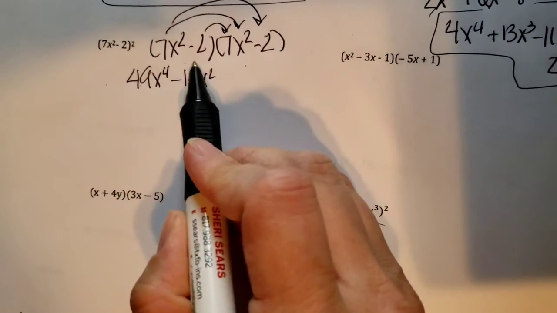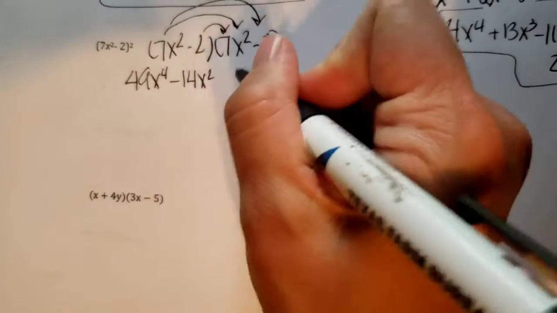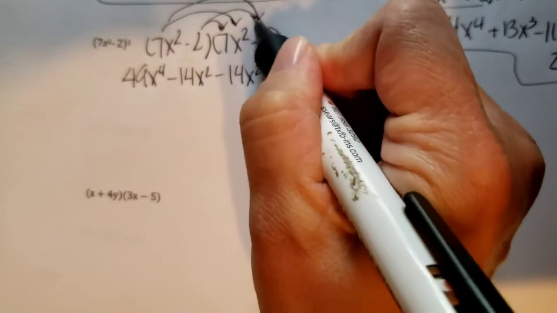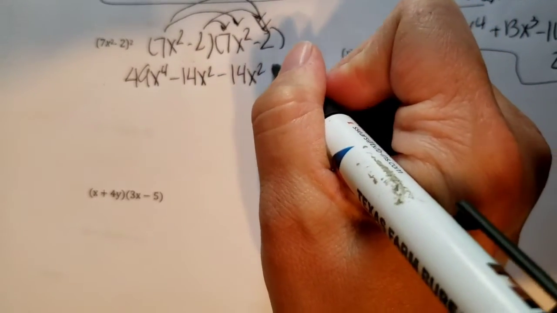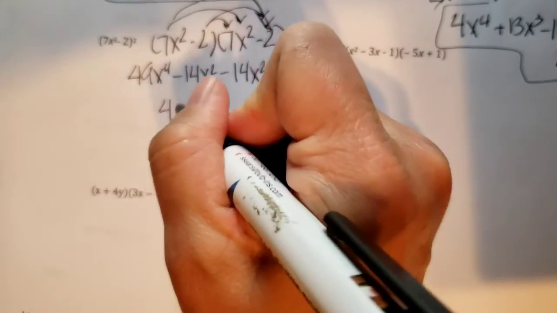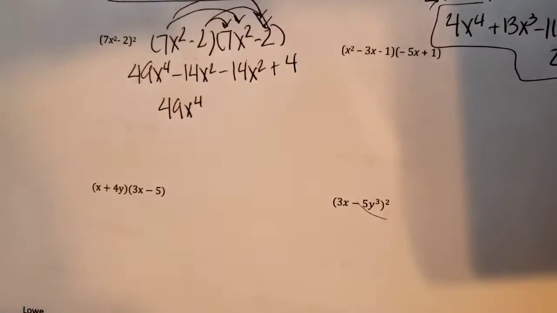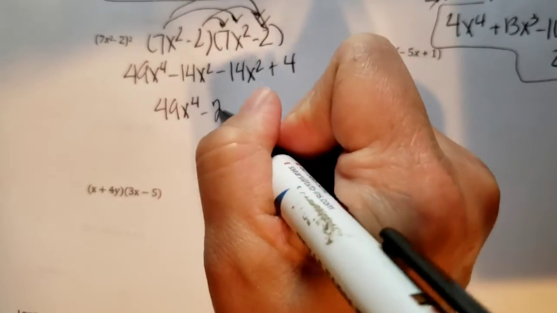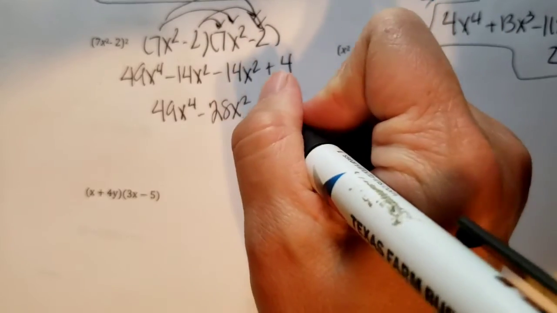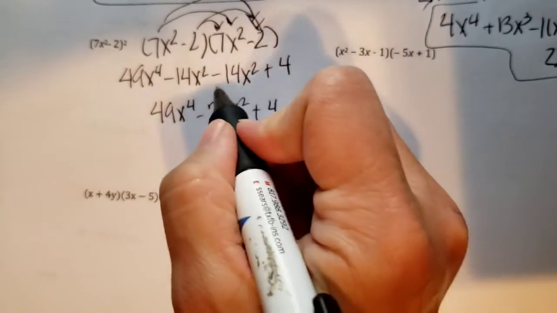Now I'm distributing the negative 2. So negative 2 times 7x squared will be another negative 14x squared. Negative 2 times negative 2, a negative times a negative is a positive 4. Then we'll go ahead and combine like terms. So the 49x to the 4th by his little lonesome. Minus 28x squared, because you've got your minus 14, which is negative 28, plus 4.